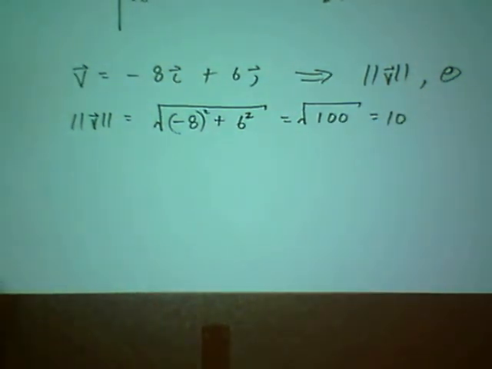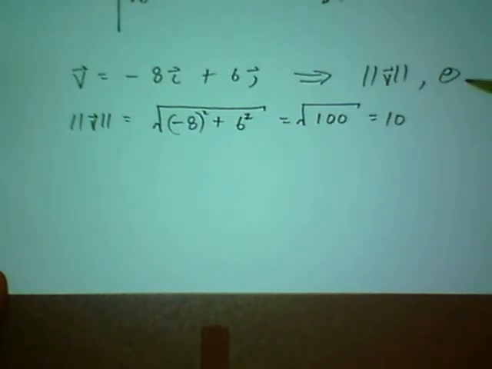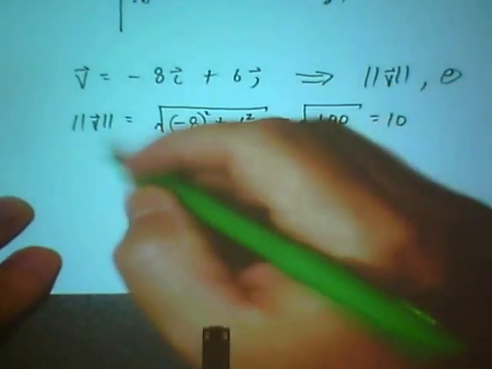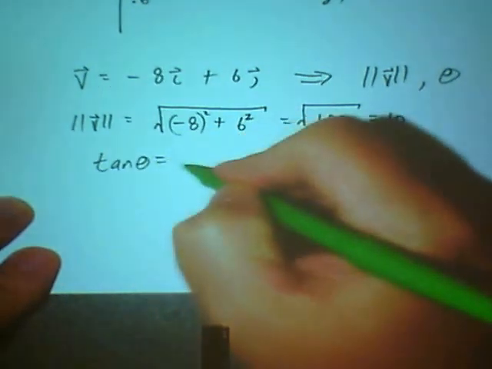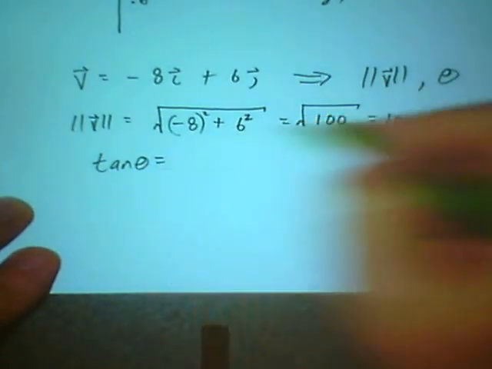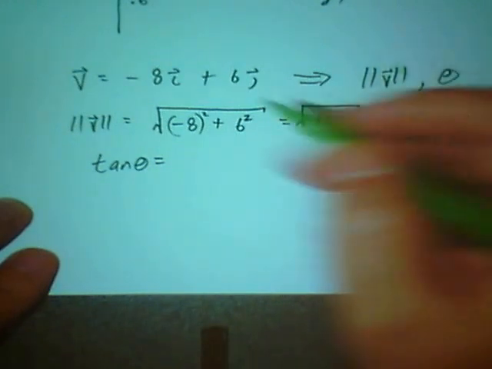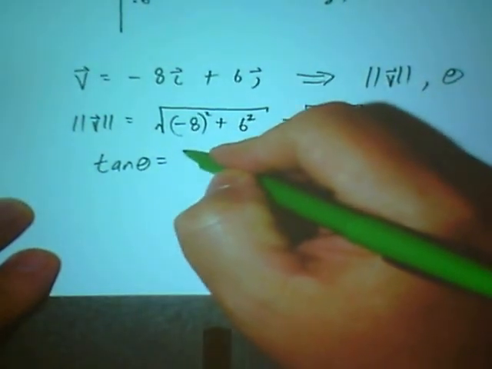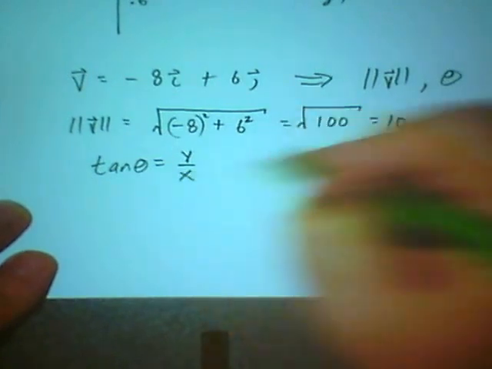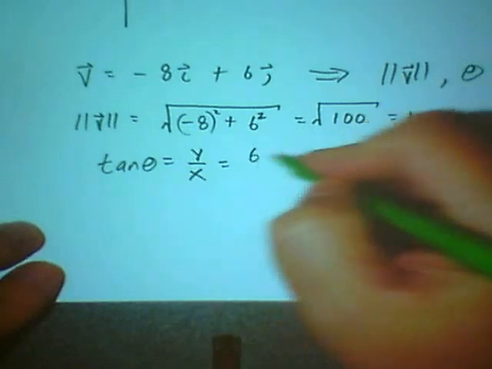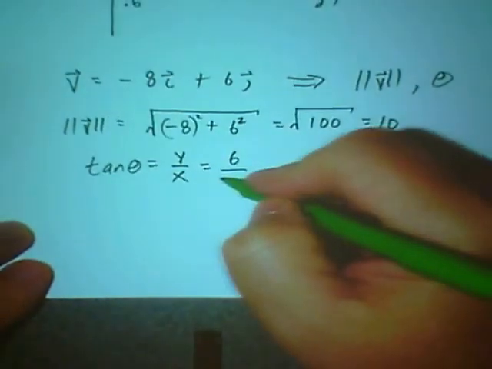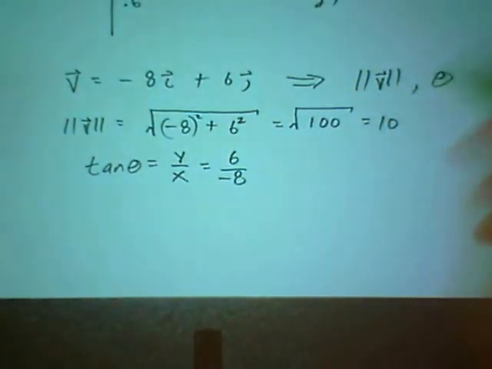Actually, the magnitude of the vector is 10. Now we need to find the angle of the vector. Here's another little formula. Whenever you have an ij vector, the tangent of the angle for that vector is the y part over the x part. Of course, the y part is the j part, so 6 over -8.